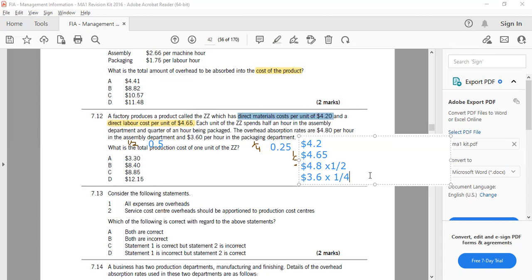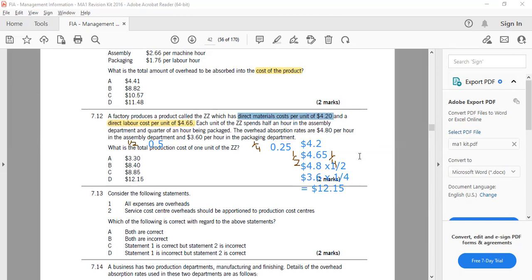And then add all these. You will get the answer. You get 12.15, which is D. So the answer is 12.15. Swasni, are you getting it or not? Yes.